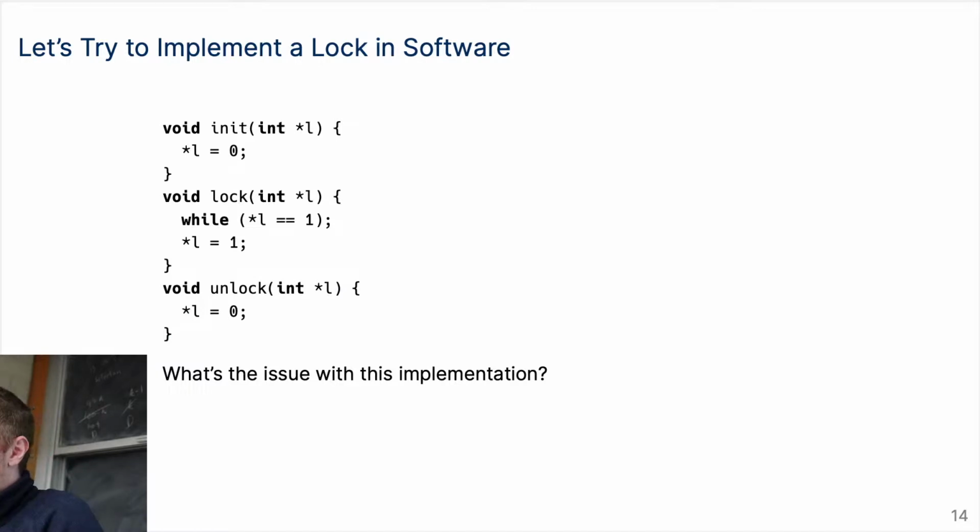So anyone want to tell me what the issue is here? Yep. A data race. And what's an example of the data race? Like let's say you just unlocked it, and then another thread was just about to run and set the thing to 1. Okay. So it just locks it again, and now you'll never get out of it. So let's see.